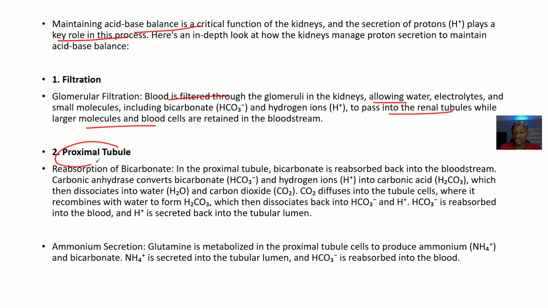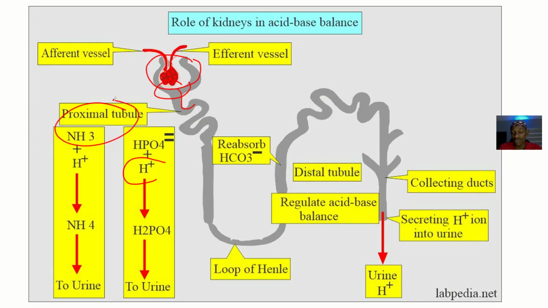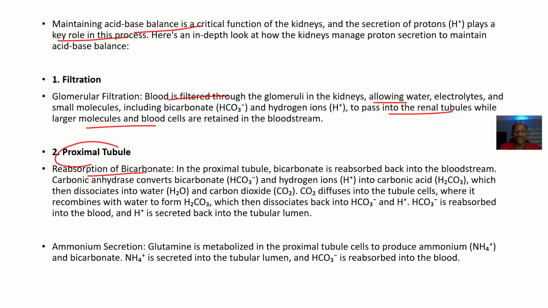Then for proximal convoluted tubule, this is a proximal convoluted tubule, this one. Okay, so the reabsorption of bicarbonate. Here in the proximal convoluted tubule, there's reabsorption of bicarbonate. So bicarbonate is reabsorbed back into the bloodstream. Carbonic anhydrase converts bicarbonate and hydrogen ions into what? Carbonic acid. So you are combining this to form this. Okay, so this carbonic acid then dissociates to form water and carbon dioxide. You get? So you have H₂O. The remainder is CO₂.